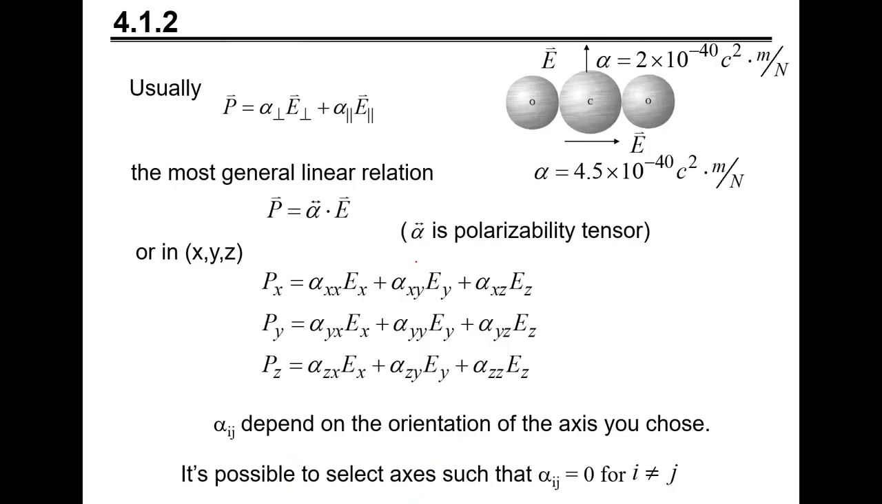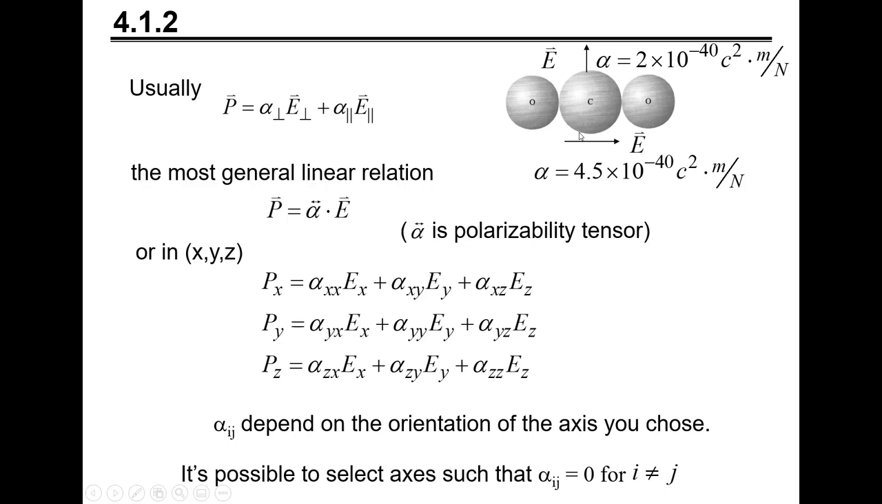For example, carbon dioxide. When the external electric field is applied along the axis of the molecule, the atomic polarizability is equal to 4.5 times 10 to the minus 40 coulomb squared meter per newton. But if the external electric field is applied perpendicular to the axis of the molecule, the atomic polarizability is different. It is equal to 2 times 10 to the minus 40 coulomb squared meter per newton.